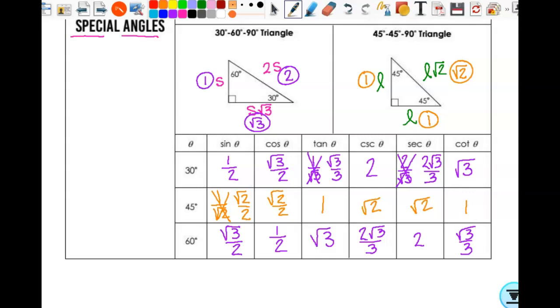Okay? So these values here are going to become a huge part of your life. Right now, I don't expect you to just know them, but I do expect you to be able to find them using the ratios. Does that make sense? We all good? Any questions? All right.